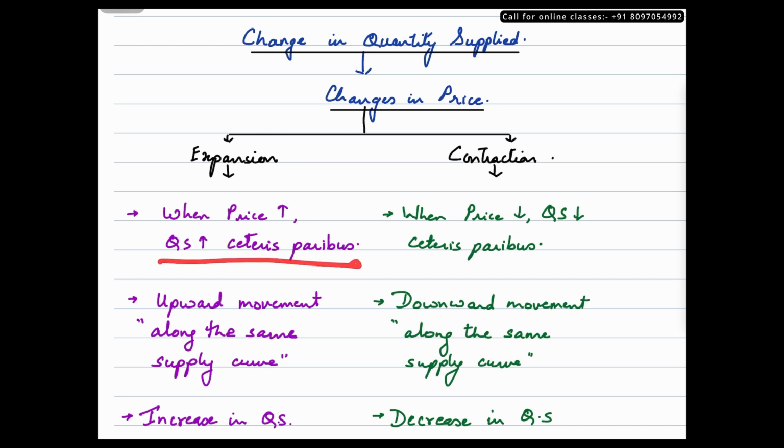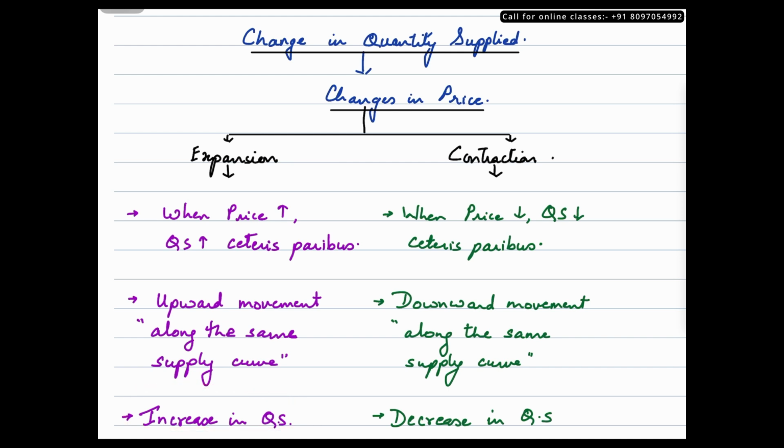When this happens, there will be an upward movement along the same supply curve. We'll take a look at the diagram and this will be a little more clearer to you as to what you mean by an upward movement along the same curve. Now alternatively, this expansion could also be referred to as an increase in the quantity supplied.